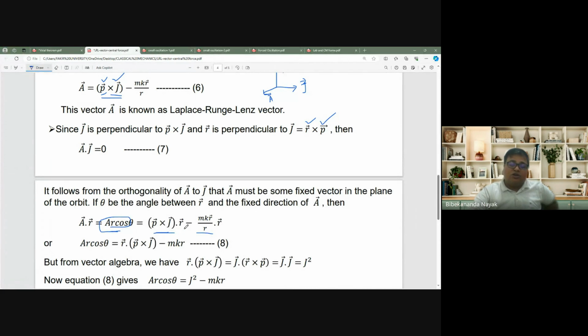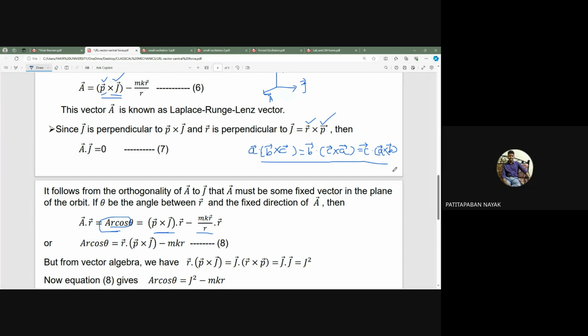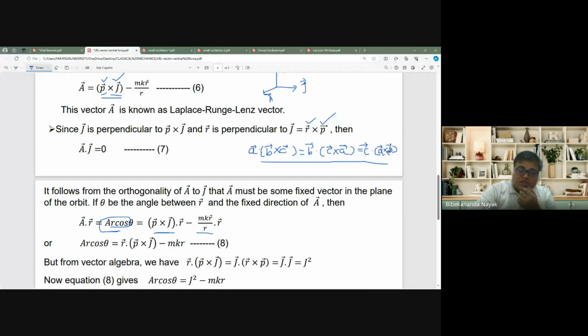You know another vector identity: A dot B cross C is equal to B dot C cross A, which is equal to C dot A cross B. Isn't it? This is a vector identity, yes. A dot B cross C is equal to B dot C cross A is equal to C dot A cross B.